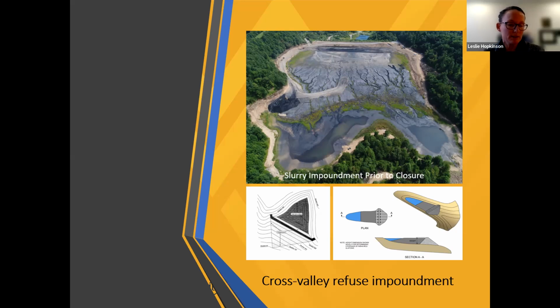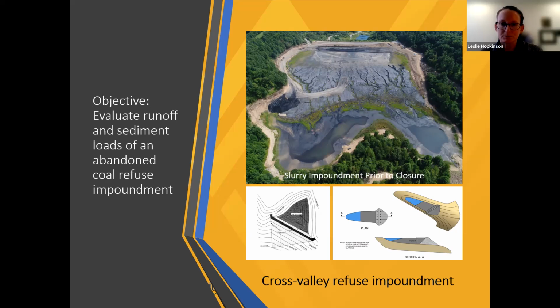The coal refuse impoundments in the Appalachian region are primarily constructed as cross valley structures. So we have an embankment across the valley, impounding the refuse and the water upstream in the valley. You can see the basic design for that in the bottom two figures. These are typically situated in upstream valleys, and at the end of their life, they're required to be reclaimed. The typical reclamation is constructed to provide positive drainage off the site to eliminate ponding.